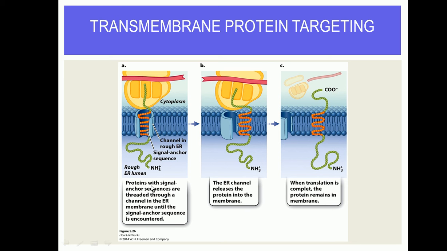Proteins with signal anchor sequences are threaded through a channel in the ER. This is the channel in the ER until it encounters this signal anchor sequence. The ER channel releases the protein into the membrane. So once it encounters this anchor sequence, it is going to release this protein into the membrane here. It will release the protein into the membrane, and the translation will continue, and when translation is complete, this protein remains in the membrane. So this is the way the proteins get anchored in the membrane.